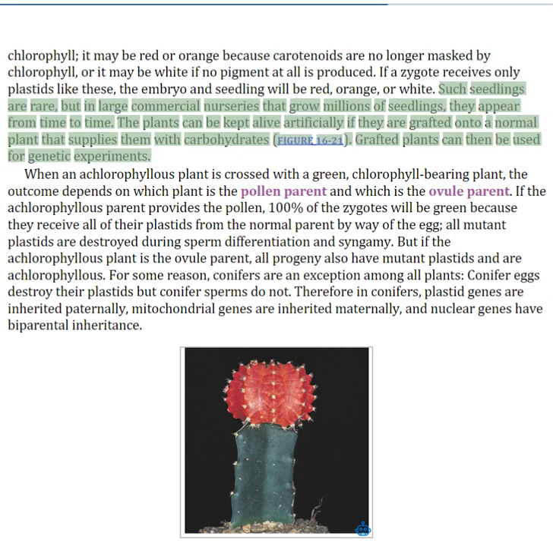Such seedlings are rare, but in large commercial nurseries that grow millions of seedlings, they appear from time to time. The plants can be kept alive artificially if they are grafted onto a normal plant that supplies them with carbohydrates. Grafted plants can then be used for genetic experiments.